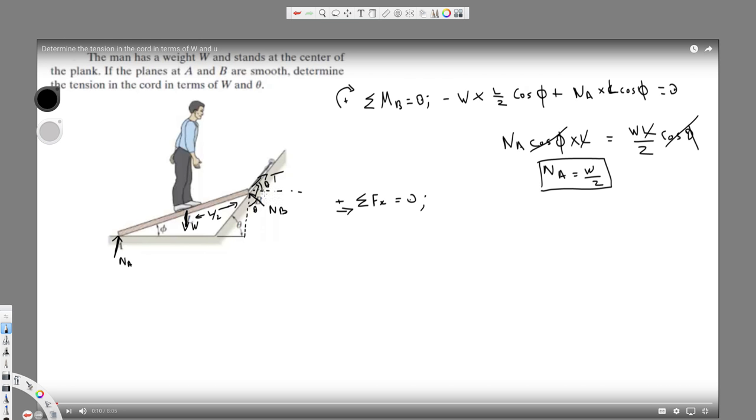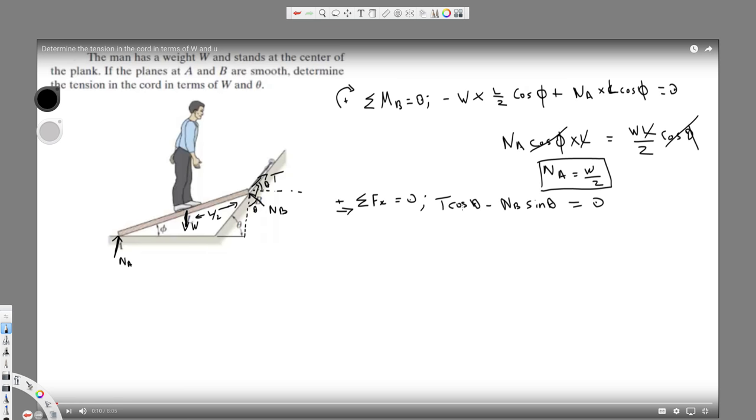So we have to find all the horizontal components of this. For this one, it's going to be T cos theta, and for the Nb, it's going to be Nb sine theta, but this is in the positive direction, this is going the other side, so it's going to be negative Nb sine theta. These are vertical components, so we can't take them. These are the only horizontal components, so this is going to be equal to 0.